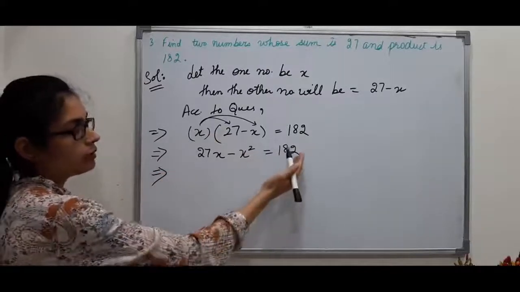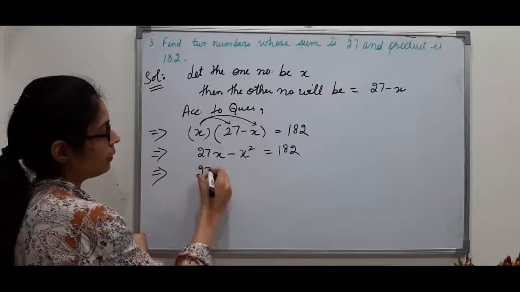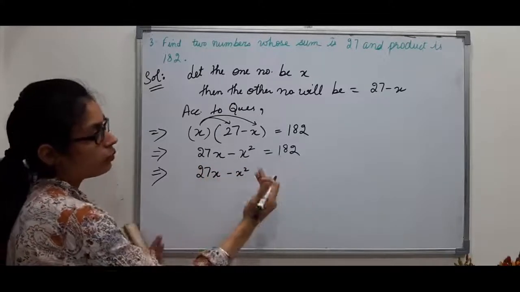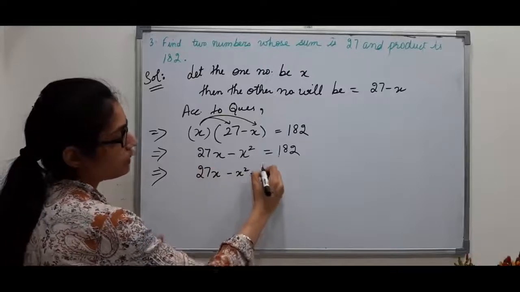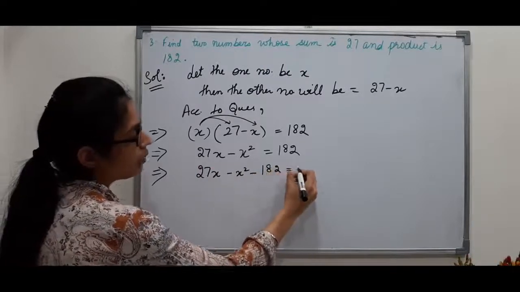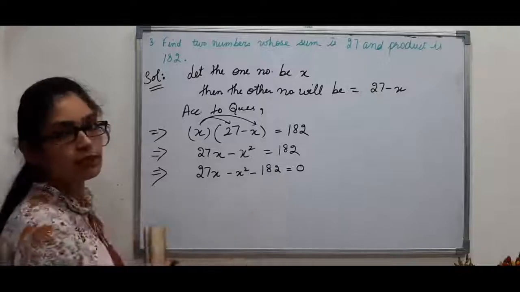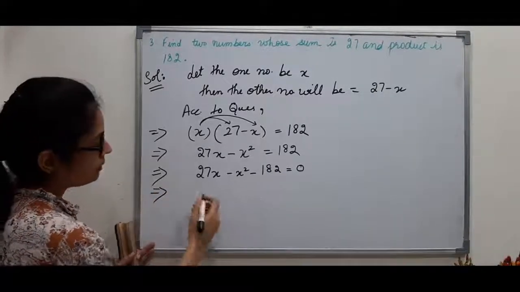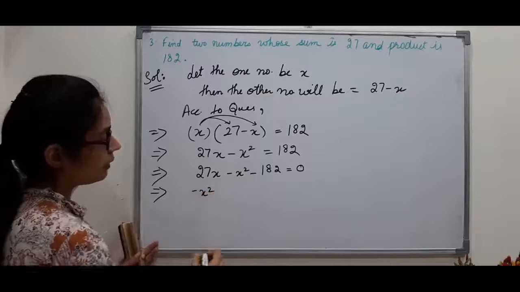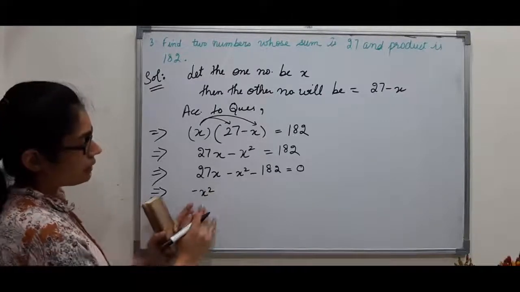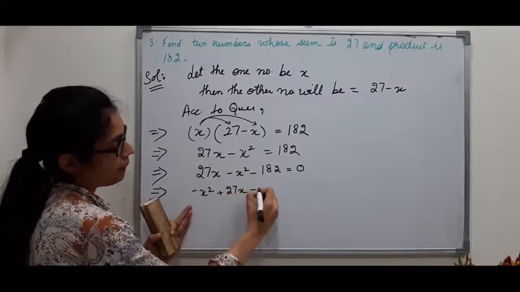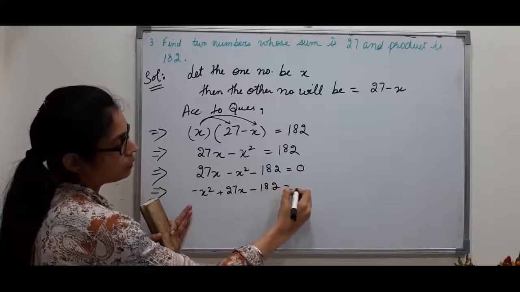Now I will shift this also to this side. It will be 27x minus x square plus 182. When I shift to this side, it will be changed to minus 182 equal to 0. Since nothing is there, we will write 0. Now we will just write this equation in the form of a standard quadratic equation. Minus x square plus 27x minus 182 is equal to 0.